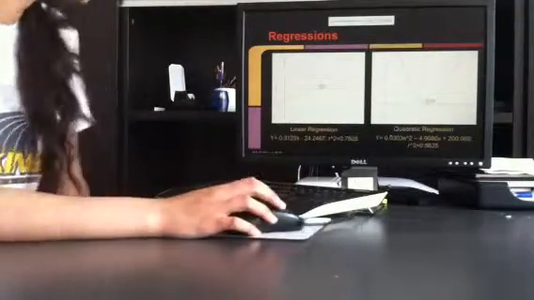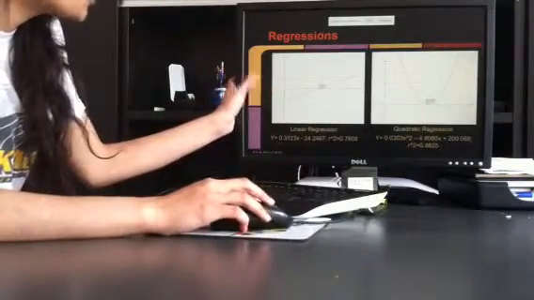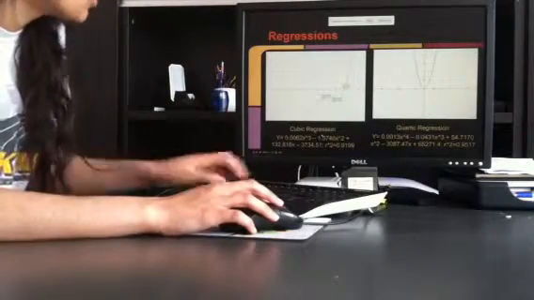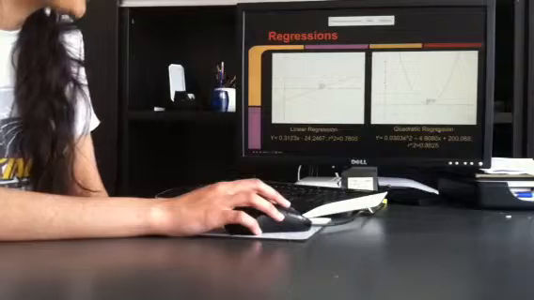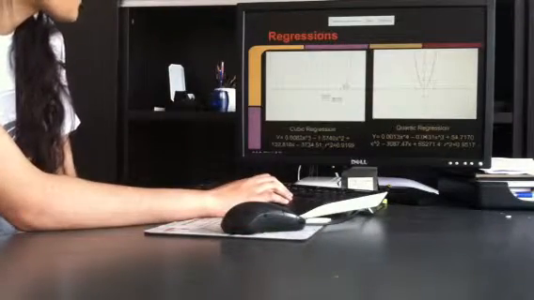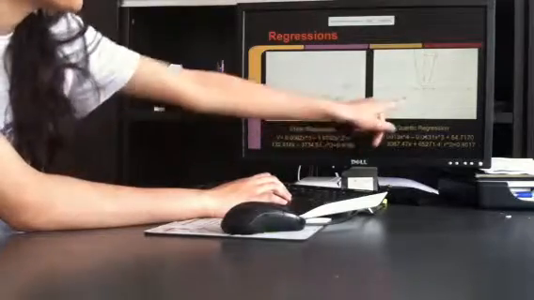These are my regressions. This is the linear regression, and I have the equation underneath. This is a quadratic regression, and the equation is underneath. Here's a cubic, and here's a quartic.